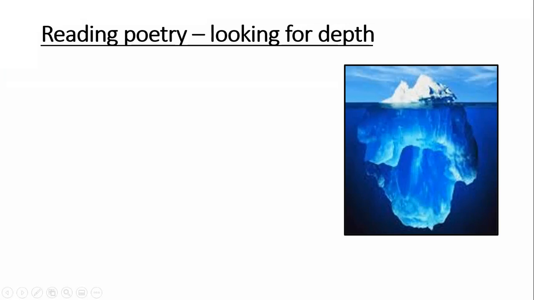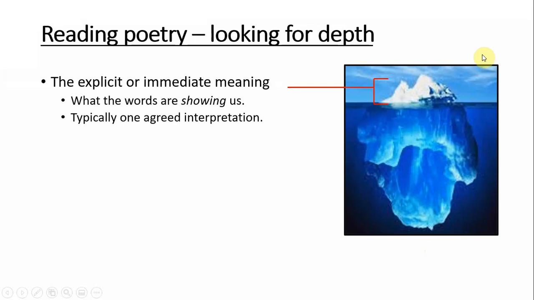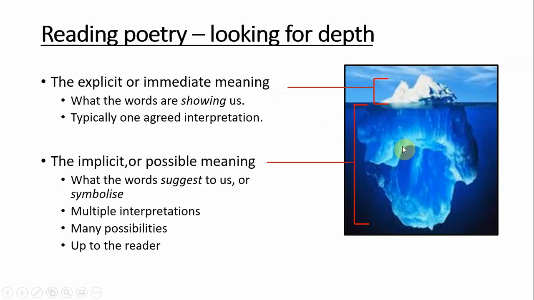Now, coming back from that, it's a good time to remind ourselves of our old friend the iceberg. When we read poetry, we're looking for depth, and what the iceberg represents is, at the top above the surface of the water, explicit or immediate meaning, what the words are showing us. And then down here we have the implicit or the possible meaning. And this is where allegory sits. This is where we find those interesting ideas. But this is what the words suggest to us, or they symbolize.